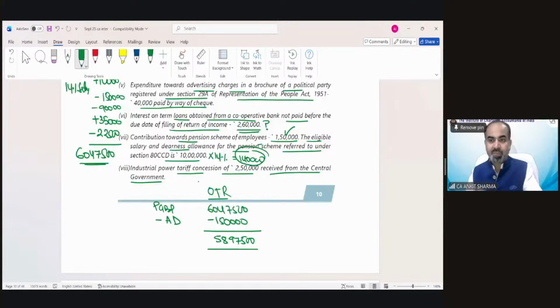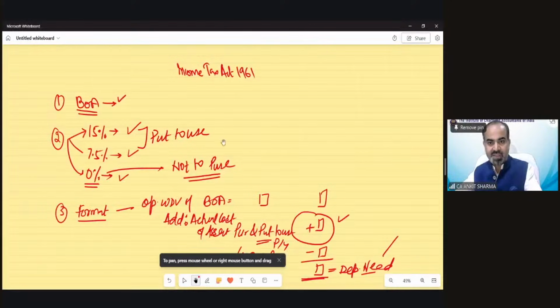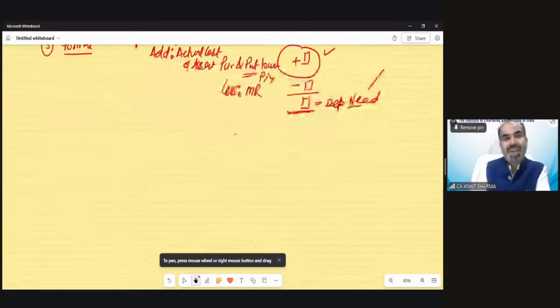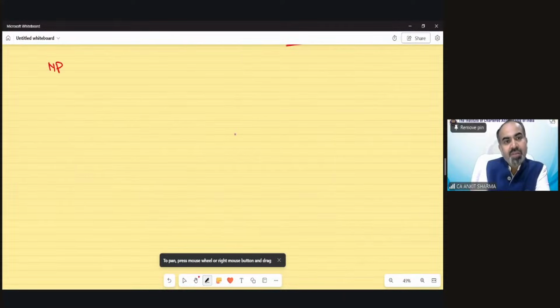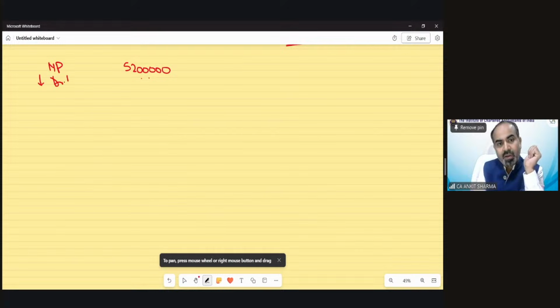Dhruti Bhadani is asking, sir, can you please explain the additional information once again? Okay, let me explain in a separate sheet, so we will have enough space. Now understand, the net profit given in the question was 52 lakh, and some information was given which has been debited and credited accordingly. So those were the points we have discussed.